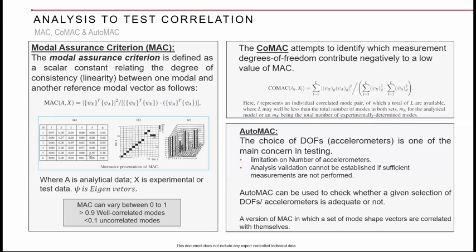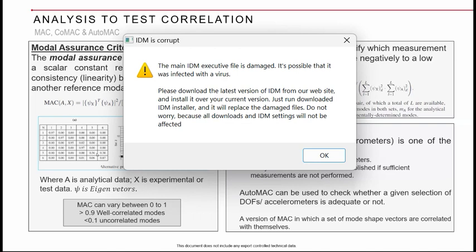We can say that these modes are not well correlated. And you can also observe that there is a multiple correlation it can show. For example, this fifth mode from analysis is showing a bit of correlation with the fifth mode from the test and the sixth mode from the test also. So those two modes may be a bit similar, or the analysis is not adequately captured at this mode.